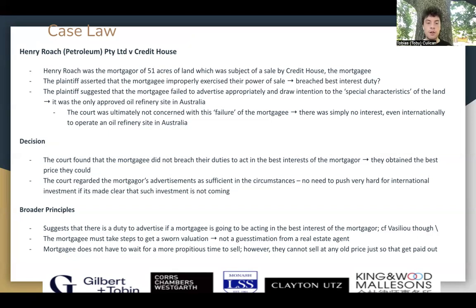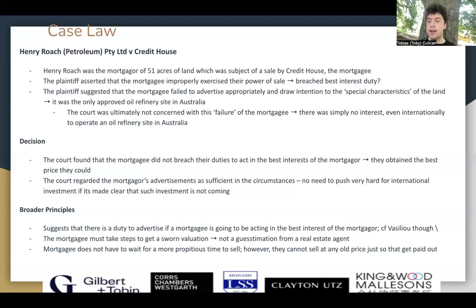The plaintiff asserted that the mortgagee improperly exercised their power of sale. It breached the best interest duty. There's an ambulance going past, hopefully that's okay. Breached the best interest duty, did they? And that's what we're going to discover. The plaintiff suggested that the mortgagee failed to advertise appropriately and draw attention to the special characteristics of the land. It was the only approved oil refinery site in Australia.